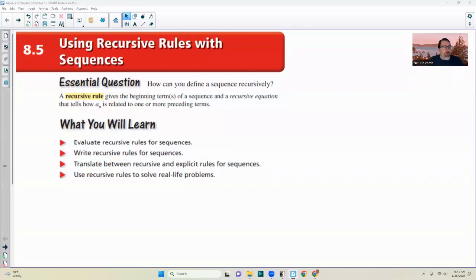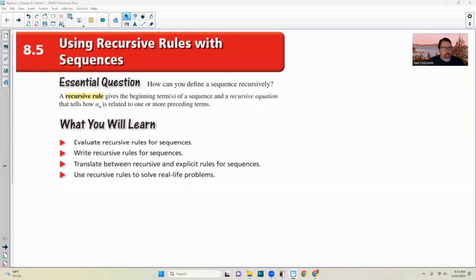Okay, this is chapter 8.5, the end of chapter 8, and it's using recursive rules with sequences. The essential question is, how can you define a sequence recursively? A recursive rule gives the beginning terms of a sequence and a recursive equation that tells how a sub n is related to one or more preceding terms.